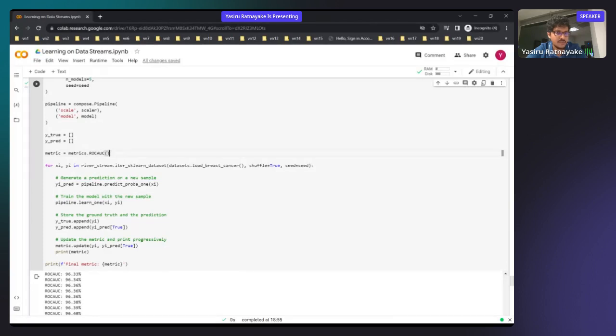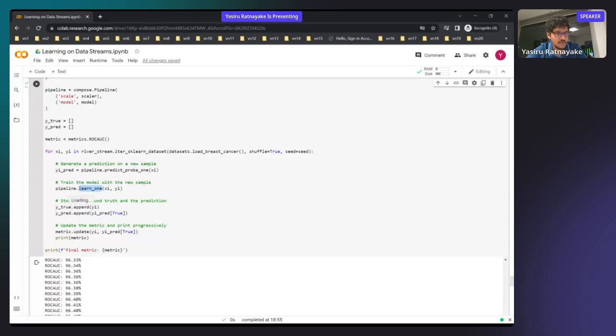After it's been shuffled, I'm going to make a prediction. So there's a new sample, a new Xi. I'm going to predict the probability for one, and I'm going to do that for Xi. I'm going to then train the model using this learn_one method. I can do that through the whole pipeline just like this, and it behaves just like a model. So I'm going to feed it not only the X's that I used here, but the actual Y value. So now my model has been updated. I'm going to store the ground truth here by appending to this list, as well as appending to the predictions over here.